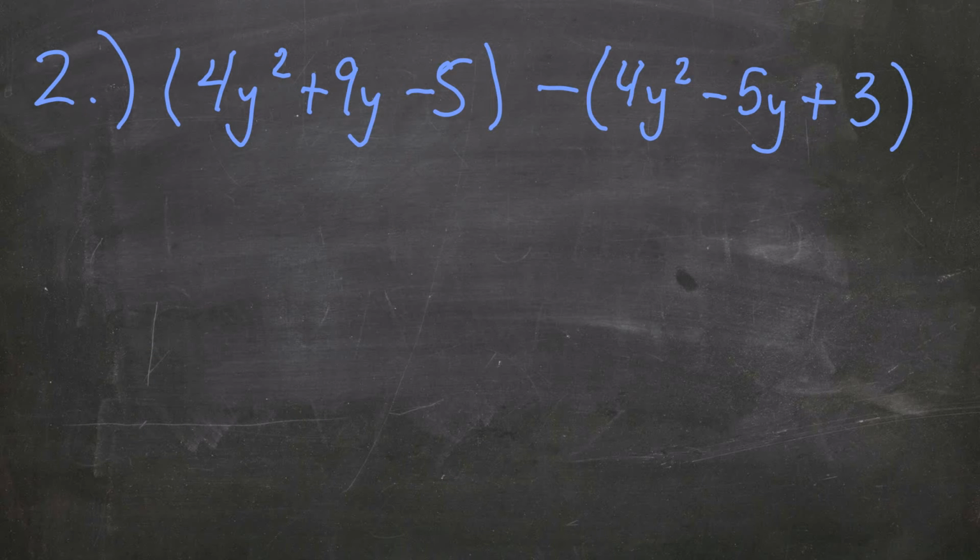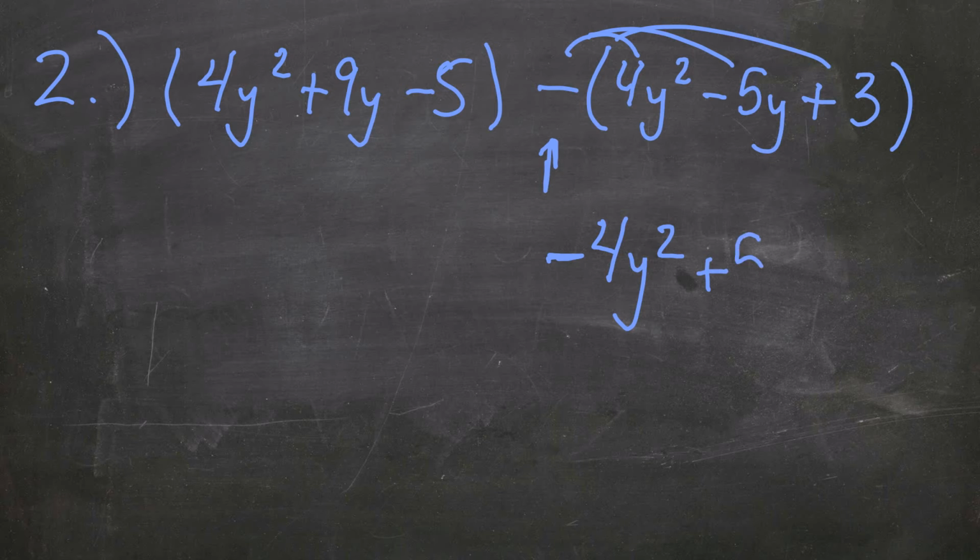Number 2, very similar concept. The only difference now is that I have a minus sign in between the parentheses. So that minus tells me to change everything in the second set of parentheses, change all the signs. One of the common mistakes I see is somebody forgets that they think the minus is already with the 4. It's not, so it does have to be changed to minus 4y squared. It becomes plus 5y minus 3.